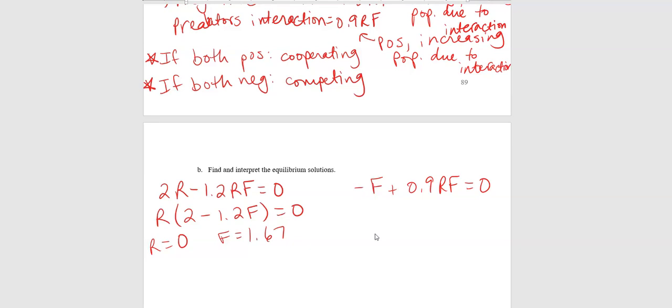So I'm going to do the same thing. I'm going to factor out, they have an f in common. I'm going to take a negative f out. So that leaves me with 1 minus 0.9r.